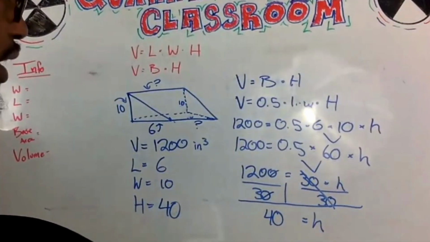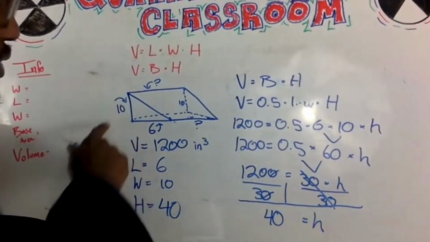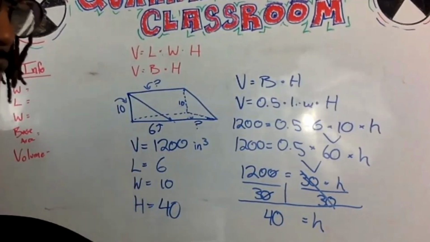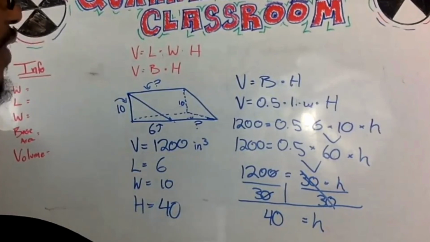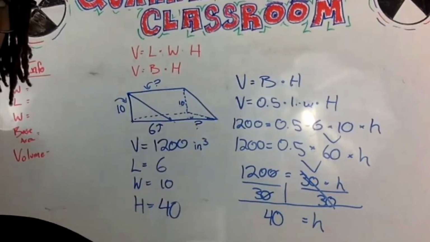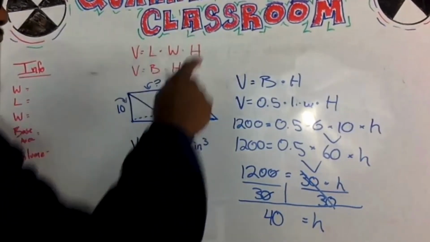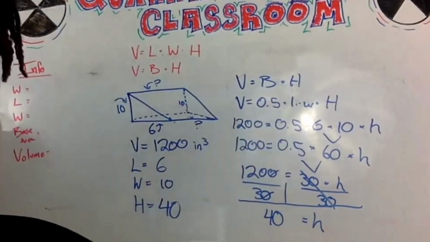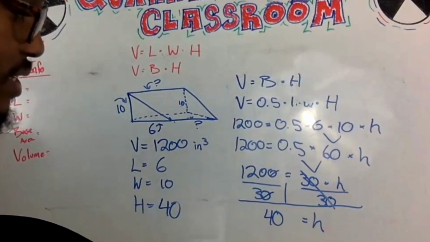So this is how you do that. You first draw your sketch of the real world scenario. You organize all of the given information to figure out what you're missing. And then you plug all of that information into your formula. The formula is either going to be length times width times height, or 0.5 times length times width times height when you're dealing with the triangular prism. So pay attention to that.